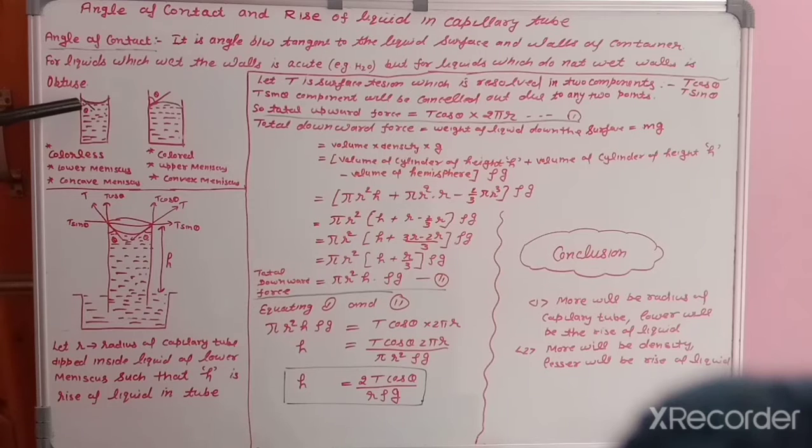And this is the angle of contact. This is the surface and this is the tangent. Tangent means the line which is touching the surface at only one point, and this is the wall of the container. So the angle between the tangent and the wall is theta, which is the angle of contact. Similarly, this is the angle of contact for another type of liquid which is colored. It will have an upper meniscus and it is a convex meniscus. Convex means lifted upward.